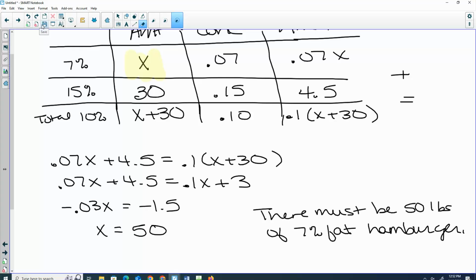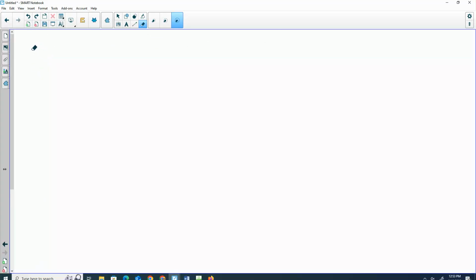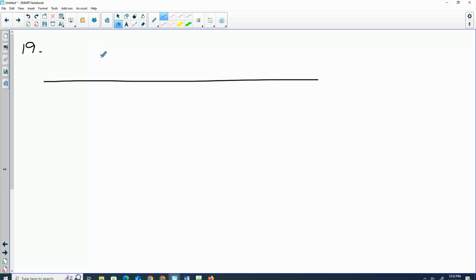The other type of word problem: distance problems. We also did a table on these, but we had to think a little more when it came time to write our equations. So we have two different runners, Alan and Katie.